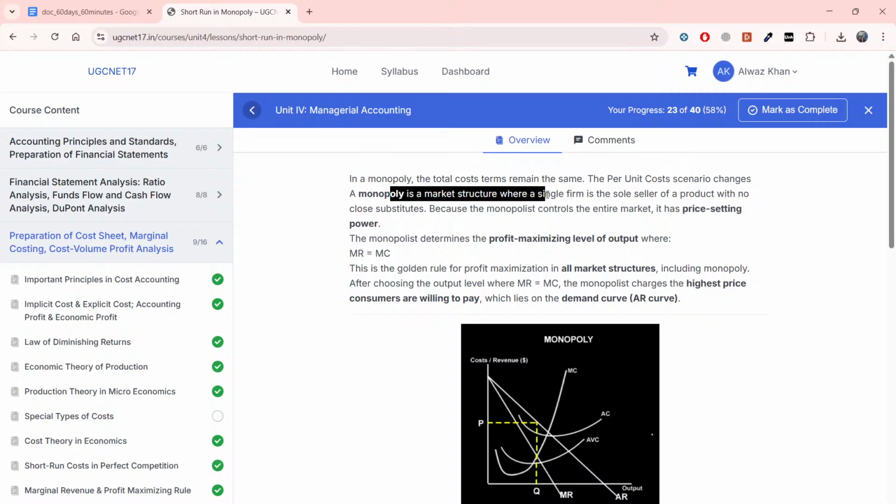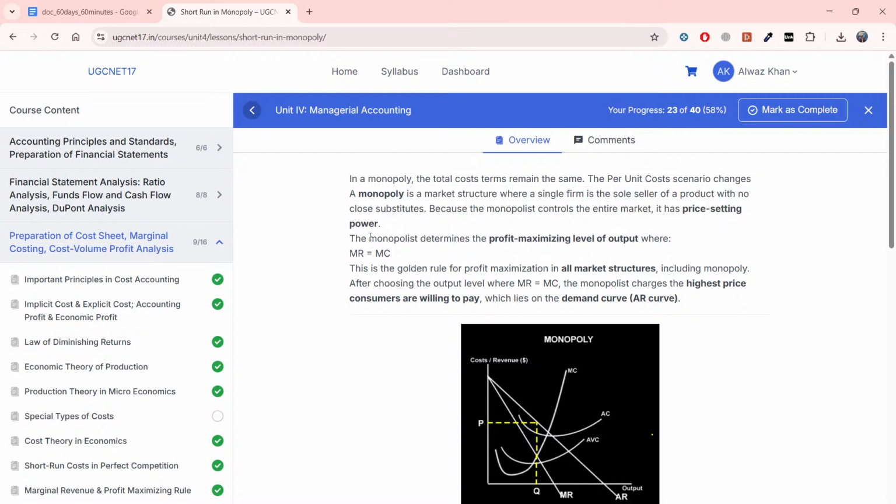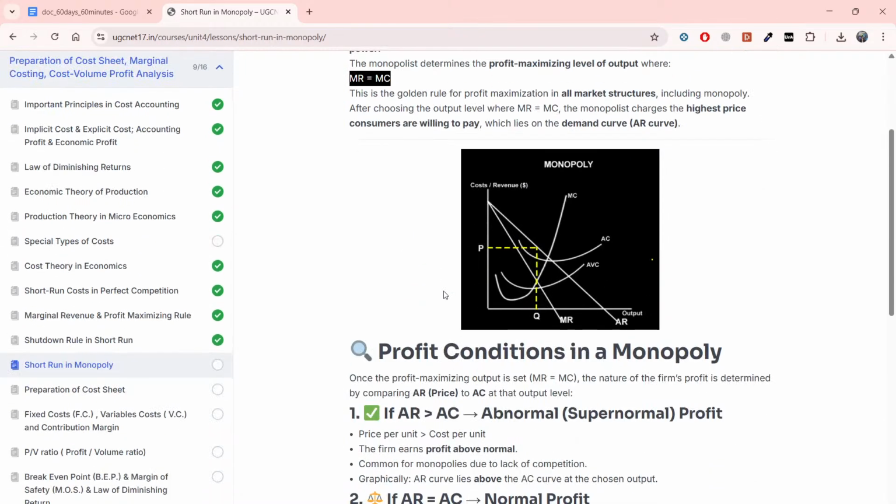A monopoly is a market structure where a single firm is the sole seller of a product with no close substitutes, because the monopolist controls the entire market. It has price setting power. The monopolist determines the profit maximizing level of output, where MR is equal to MC. Now हमें marginal cost का पता है, एवरेज कॉस्ट का पता है, एवरेज वेरिएबल कॉस्ट पता है, एवरेज टोटल कॉस्ट भी शेप हमें पता है. Now this is the marginal revenue and this is the average revenue.